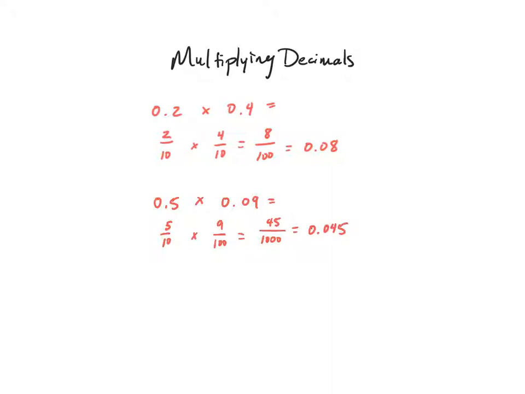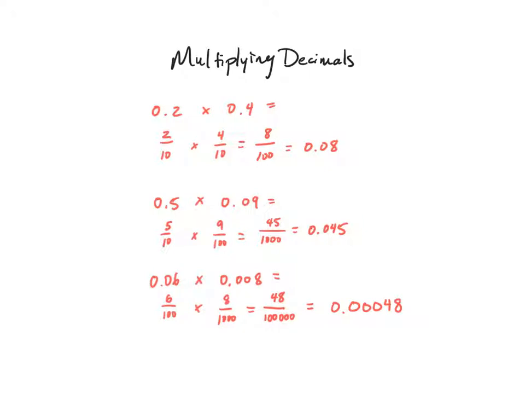Let's look at one more example. 6/100 times 8/1000. Again, writing as a fraction, multiplying my numerators and denominators. 100 times 1,000 is 100,000. So I have 48 ending in the tenths, hundredths, thousandths, 10,000ths, 100,000ths place.